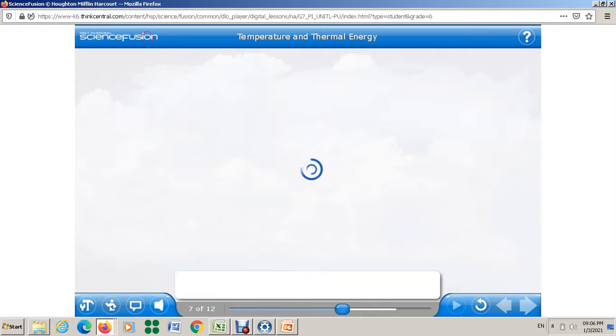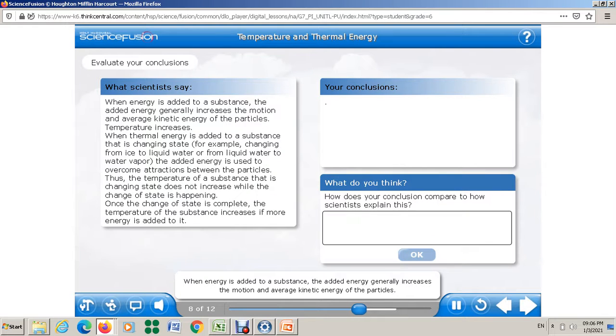Let's continue to see. When energy is added to a substance, the added energy generally increases the motion and average kinetic energy of the particles. Let's stop. Once you add energy, the motion of particles will be more because they gain energy. So the average kinetic energy increases, so the temperature increases. Okay, let's continue. Temperature increases.